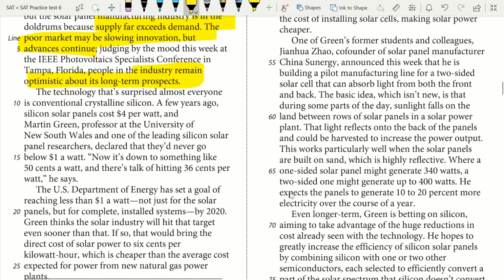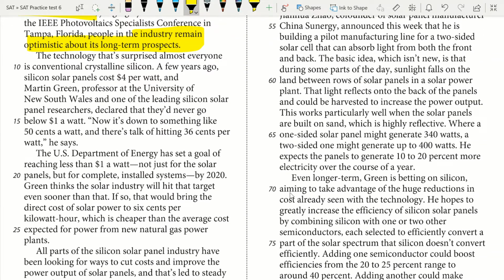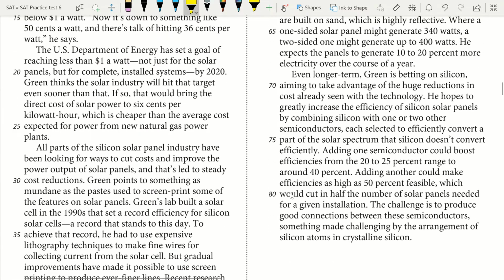The technology that surprised almost everyone is conventional crystalline silicon. A few years ago, silicon solar panels cost $4 per watt, and Martin Green, professor at the University of New South Wales and one of the leading silicon solar panel researchers, declared that they'd never go below $1 a watt. Now it's down to something like 50 cents a watt, and there's talk of it hitting 30 cents per watt.